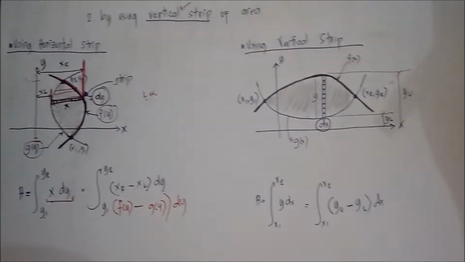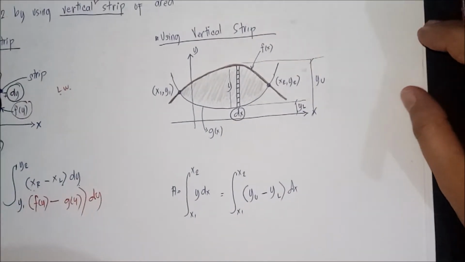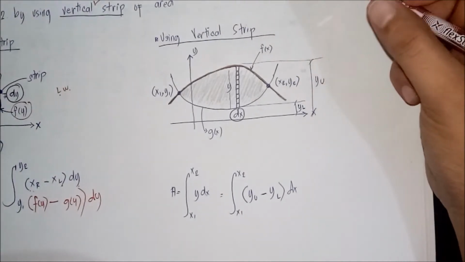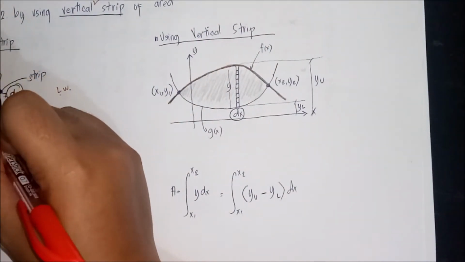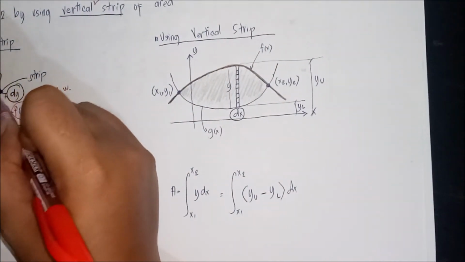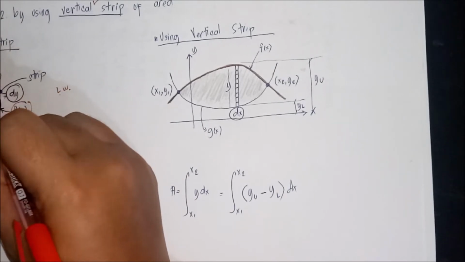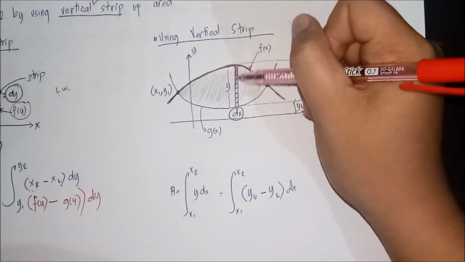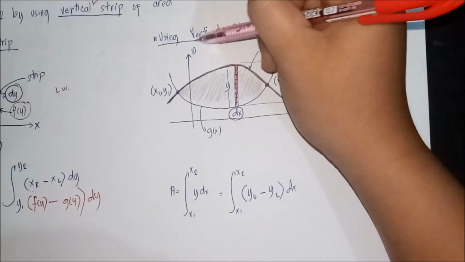Now, for your vertical strip, the explanation is the same. So what's the difference? The strip here, class, is horizontal, lying down, and its width is dy. Here, class, this is our strip, standing up. That's why it's called vertical.